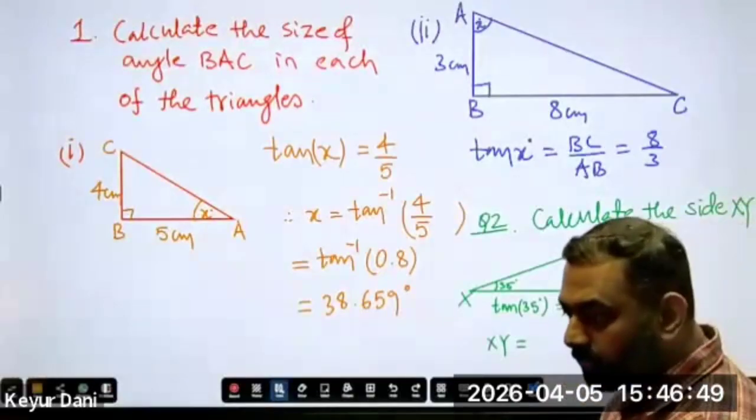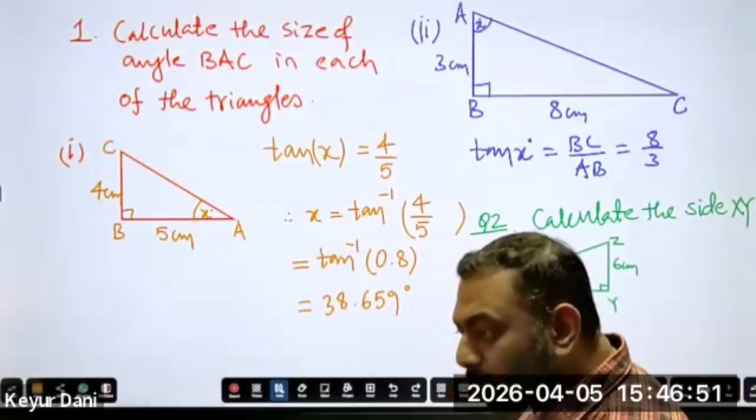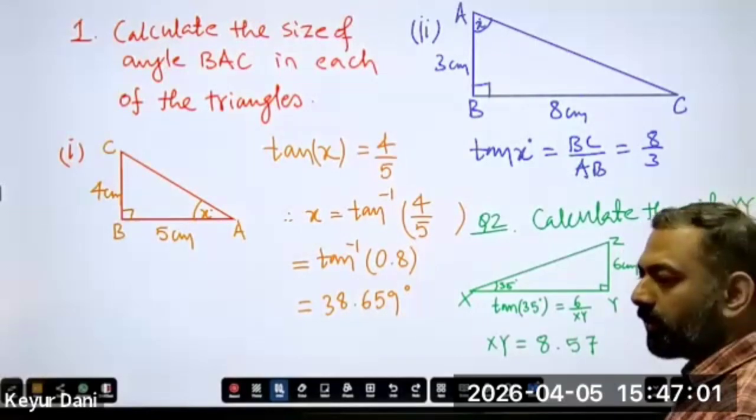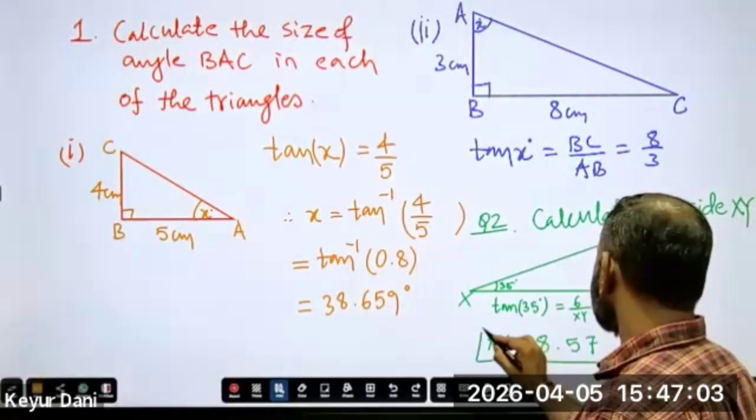Answer should be 8.56. xy is equal to 8.56. Yeah, 8.56. Correct. That is correct. Perfect. 8.6 or approximately 8.7, a little bit of here and there is okay. All right, this is your 2 dp. Understood.